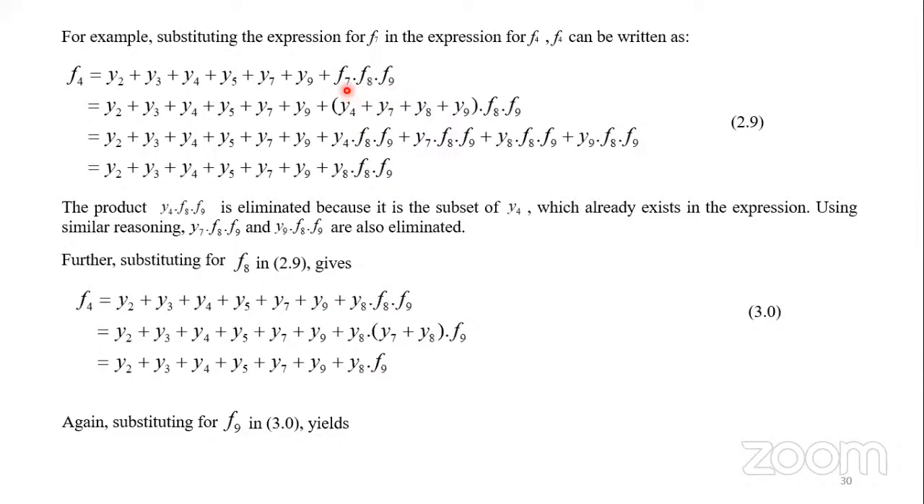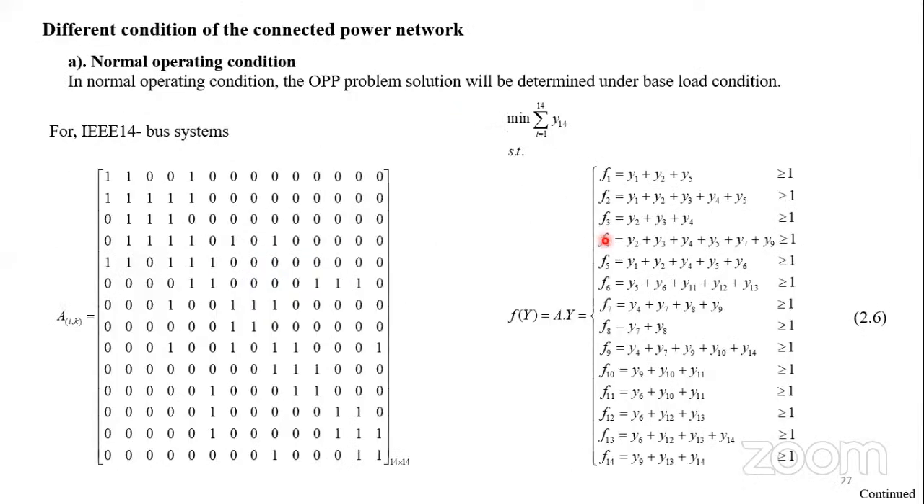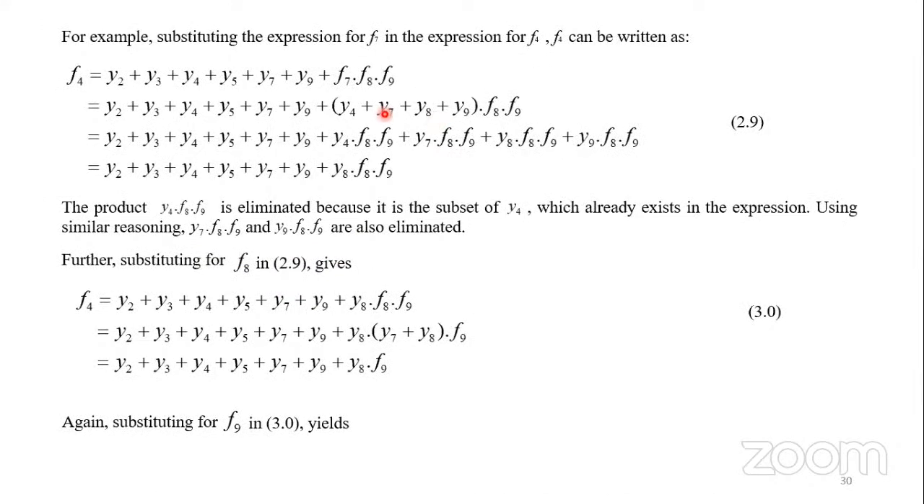So we can take the values of f7, f8 and f9 and put them here. If we see f7, what is the value? f7 is y4 plus y7 plus y8 plus y9. So we can go back and see whether it is true or not. So what we are doing is simply putting the value here and solving it. After solving we get y2 plus y3 plus y4 plus y5 plus y7 plus y9, that is y8 dot f8 dot f9. And for f4 we can further minimize this problem.